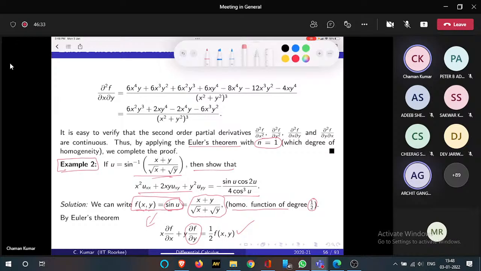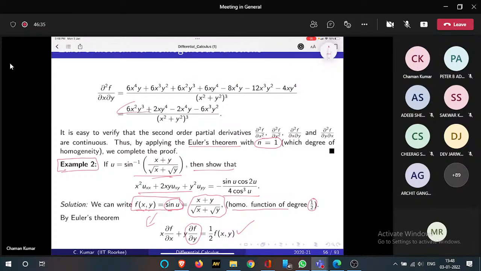Let's consider this: this is a polynomial. A polynomial is always continuous, and this is also a polynomial. Now example 2.